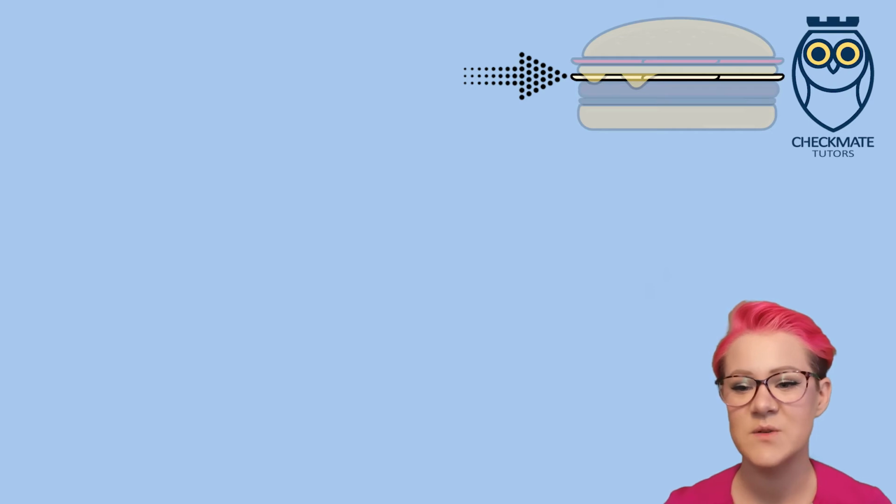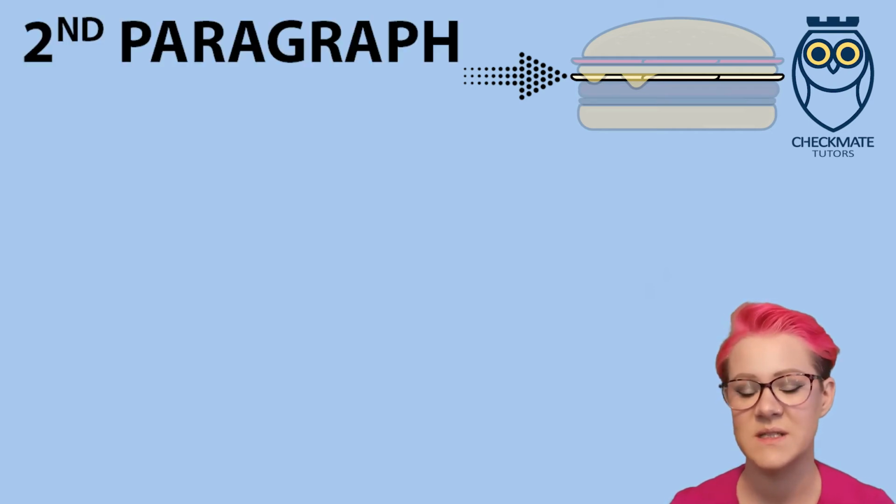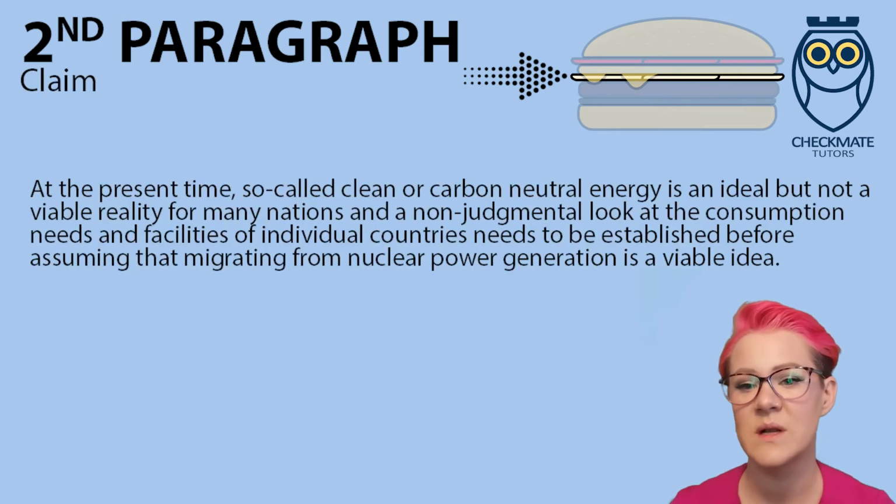Onions. This is your second paragraph in which you discuss the second main aspect of your argument as outlined in the justification of stance section of your introduction. So in this instance, claim: At the present time, so-called clean or carbon neutral energy is an ideal but not a viable reality for many nations, and a non-judgmental look at the consumption needs and facilities of individual countries needs to be established before assuming that migrating from nuclear power generation is a viable idea.